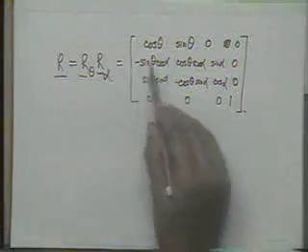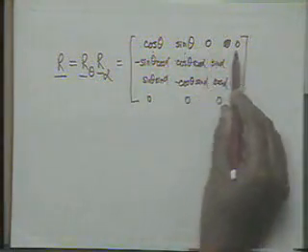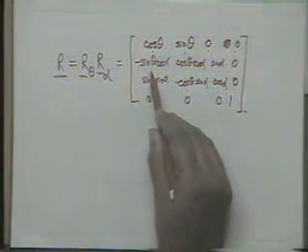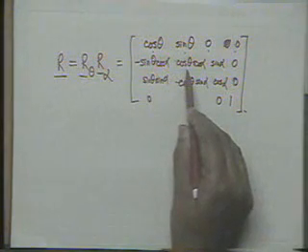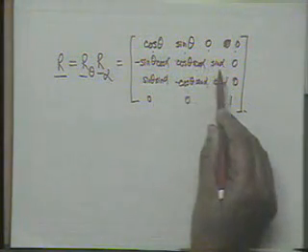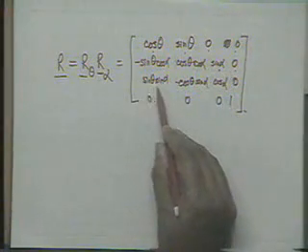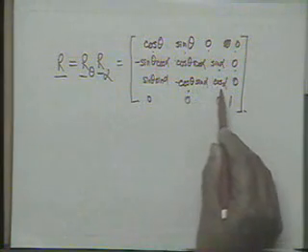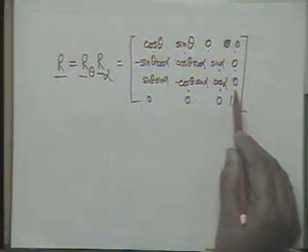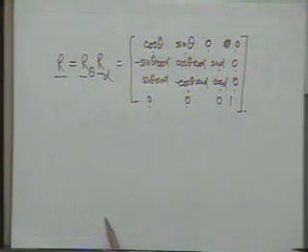The elements of this R matrix are: first row cos theta, sin theta, 0, 0. The second row minus sin theta cos alpha, cos theta cos alpha, sin alpha, 0. The third row sin theta sin alpha, minus cos theta sin alpha, cos alpha, 0. The fourth row 0, 0, 0, 1.